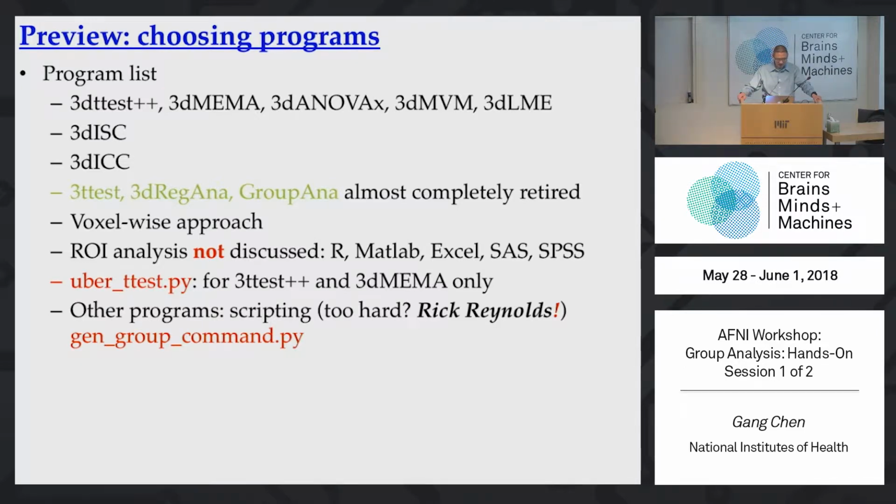Then we have a couple of other auxiliary programs. I forgot to put the Bayesian approach here. I'm probably going to demo a little bit of that program to run RI-based group analysis.